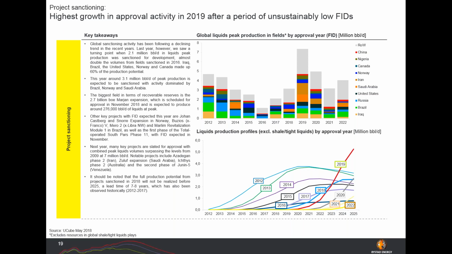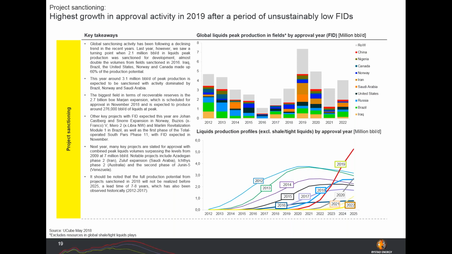In 2018, we expect more than 3 billion barrels per day to be sanctioned, with activity dominated by Brazil, Norway, and Saudi Arabia. This is comparable to the activity we saw back in 2014. 2019 is forecasted to have nearly 7 million barrels per day approved for development, which is significantly higher than any year since 2012. Brazil, Iraq, Iran, and others are planned to significantly contribute to this increase. However, the actual production contribution from the fields sanctioned next year will only be visible after 2022.